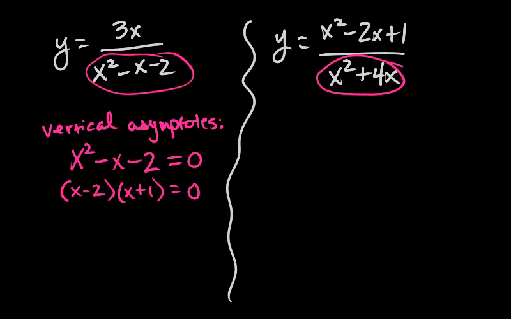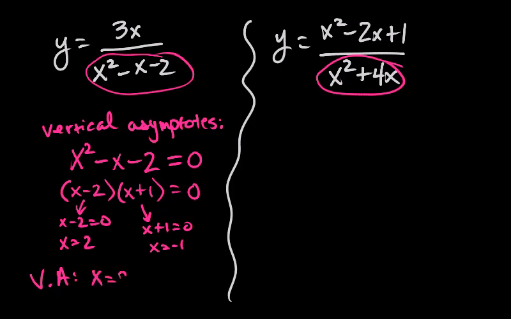And so we're going to find when each of those equals 0. x minus 2 would equal 0 when x equals 2, and x plus 1 would equal 0 when x equals -1. So if somebody says, what are the vertical asymptotes, you would say x equals 2, a vertical dotted line we'd put on our graph, and x equals -1. Those would be the two vertical asymptotes.